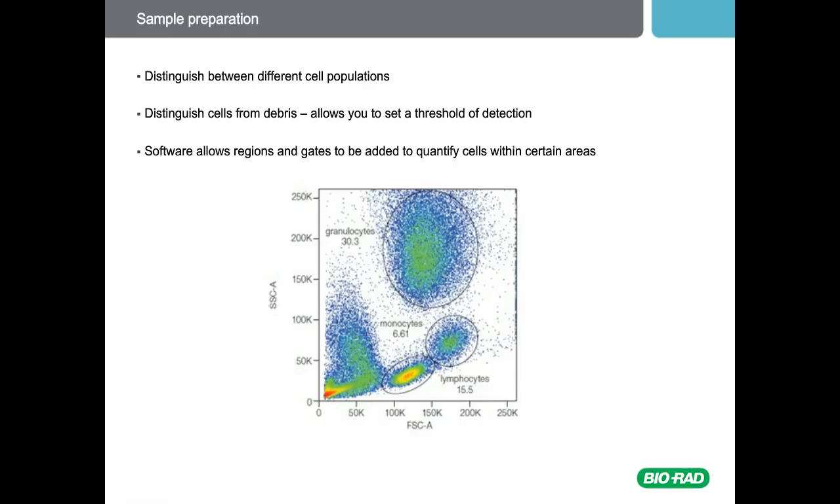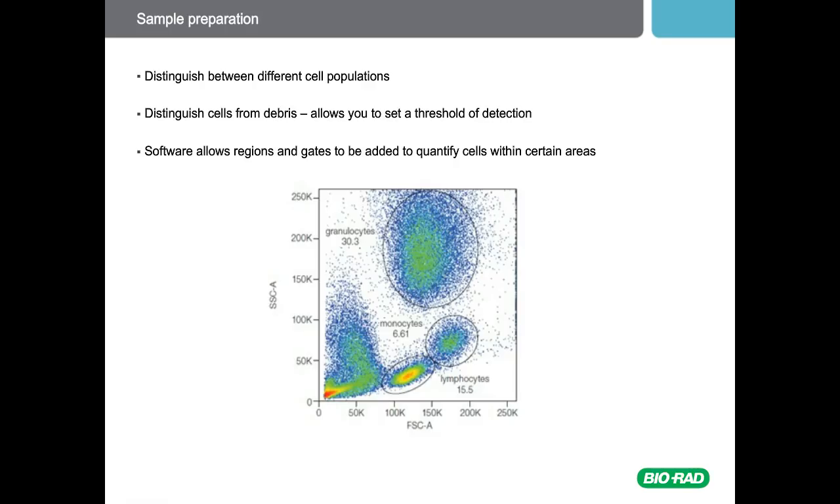For some samples, however, specific cell populations may not be readily identifiable. What is also visible on this plot is debris and non-lysed red cells present in the lower left corner. This can be removed during acquisition by increasing the threshold of detection or during analysis using a gating strategy.